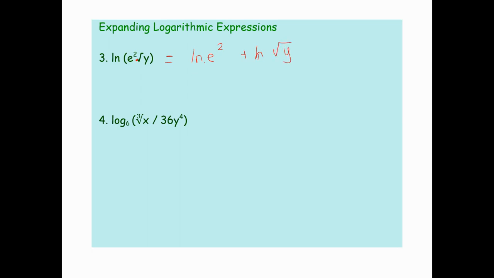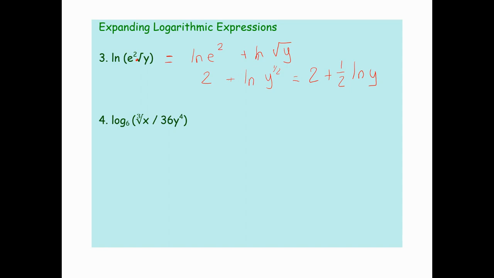Now, this we know from previous chapters that this becomes 2. If you look at the previous example I showed you, you could use your power property to say 2 times the natural log of e, but we also know if it has the same base, it's just your exponent. So then I'm going to have plus the natural log of y to the 1/2 power because that's my square root. So then my final answer is 2 plus 1/2 natural log of y, because again this exponent came down in front.